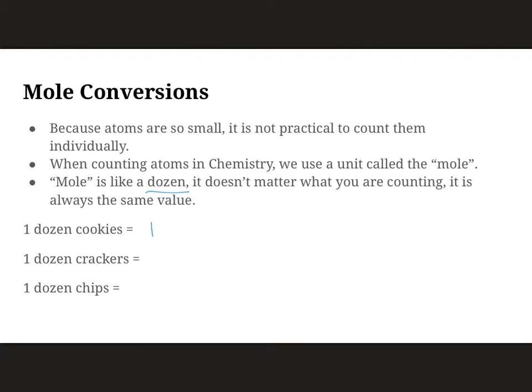If you have a dozen cookies, you have 12 cookies. If you have a dozen crackers, you have 12 crackers. If you have a dozen chips, you have 12 chips. And now I'm hungry. But anyway, it doesn't matter. Each of these has a different mass. But if I was making something out of them, I would count the number of cookies, and so I need to know how many I have.